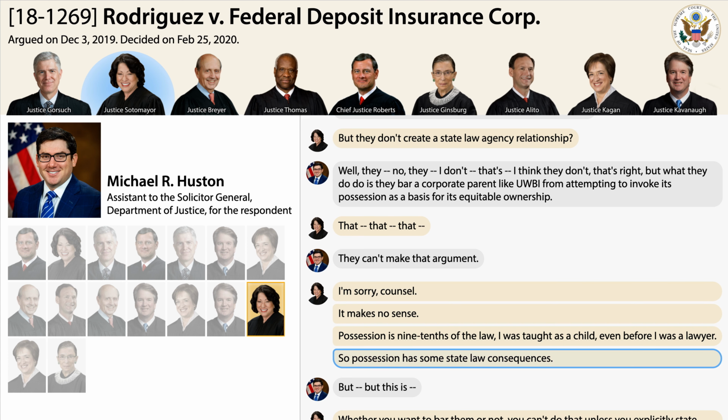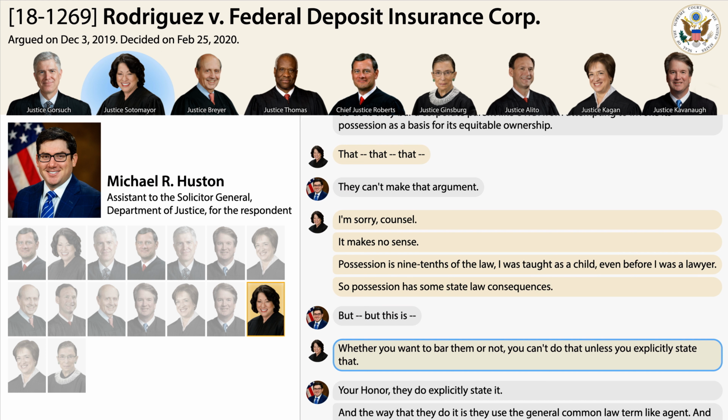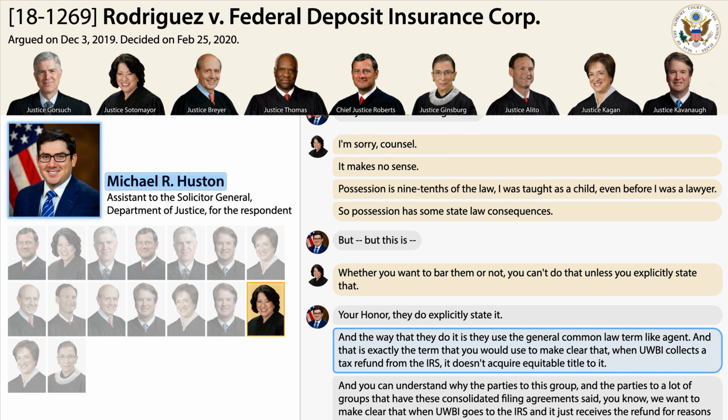So possession has some state law consequences. Whether you want to bar them or not, you can't do that unless you explicitly state that. Your Honor, they do explicitly state it, and the way that they do it is they use the general common law term like agent. And that is exactly the term that you would use to make clear that when UWBI collects a tax refund from the IRS, it doesn't acquire equitable title to it.